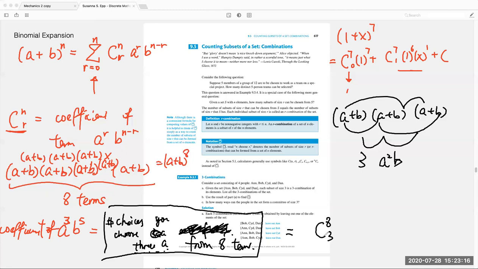Actually, if you consider it like that, you can choose 5 B's instead of 3 A's. If you have chosen 5 B's, that means the only 3 terms left you need to choose A. So if you think carefully, 8C3 should be equal to 8C5.